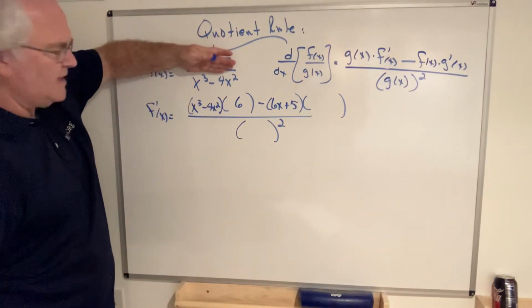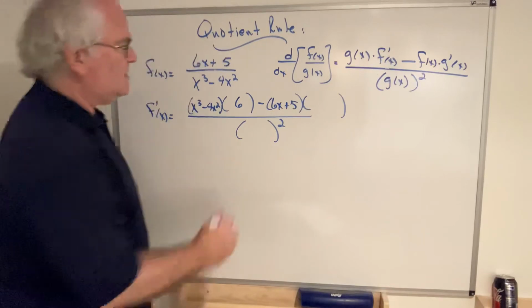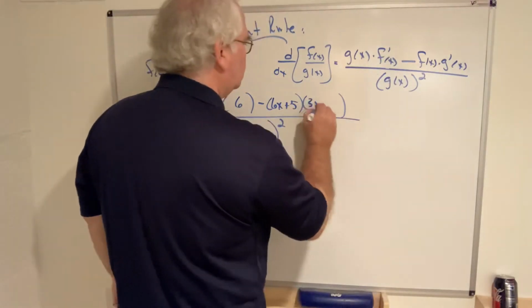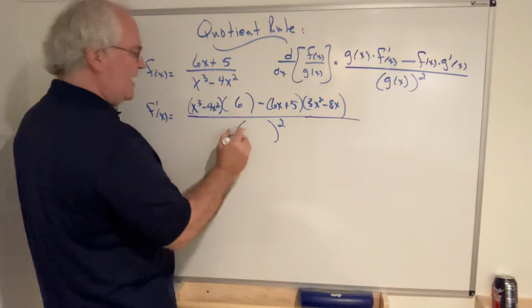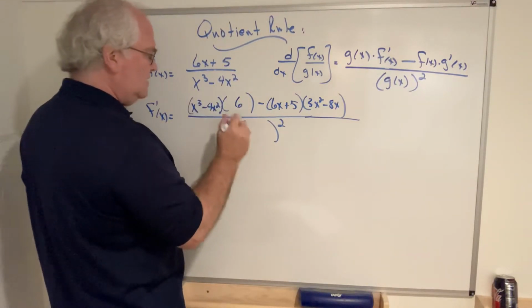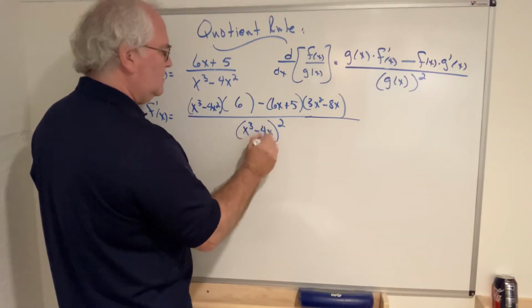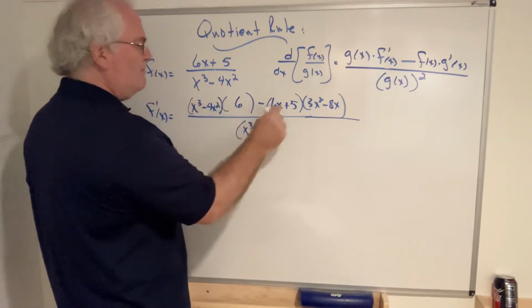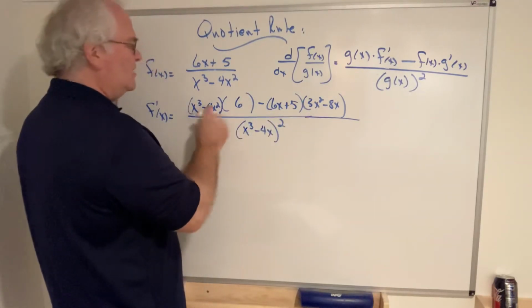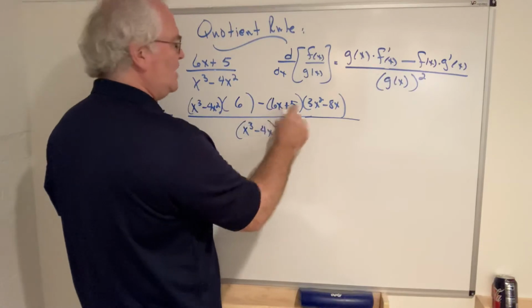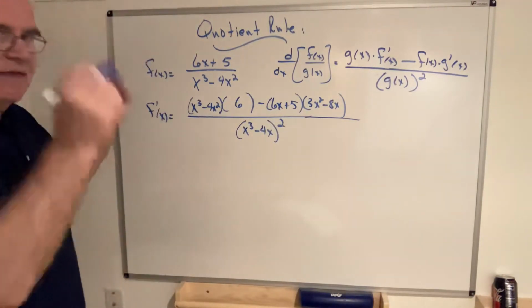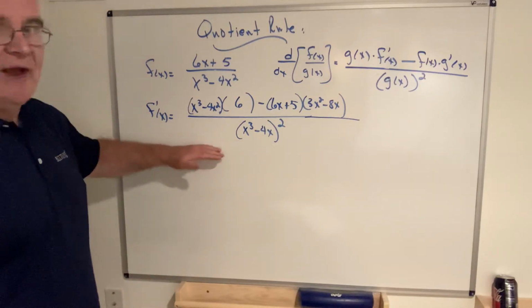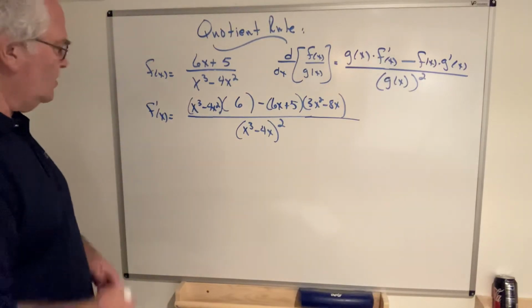3x squared minus 8x, all over denominator, copy, paste, squared. Low d high minus high d low. Denominator times derivative of the numerator minus numerator times derivative of the denominator all over denominator squared. And so you can practice this till you're blue in the mouth, and that's what you probably ought to do. That's what the quotient rule is.